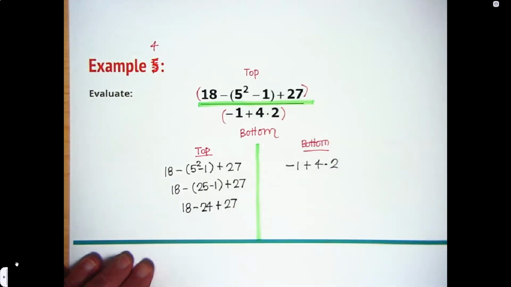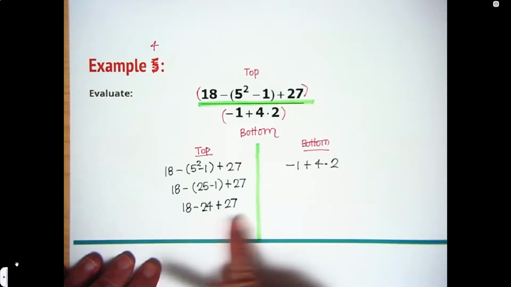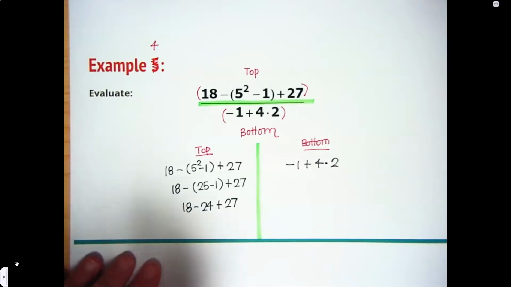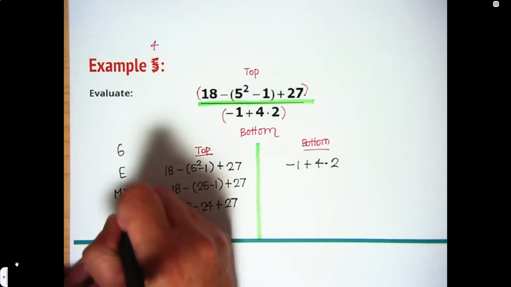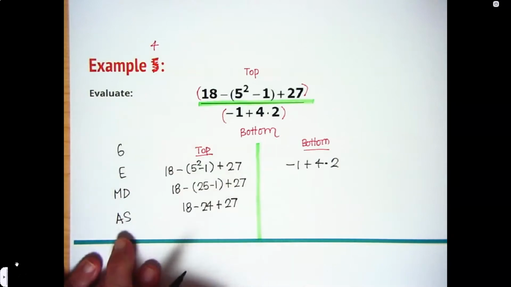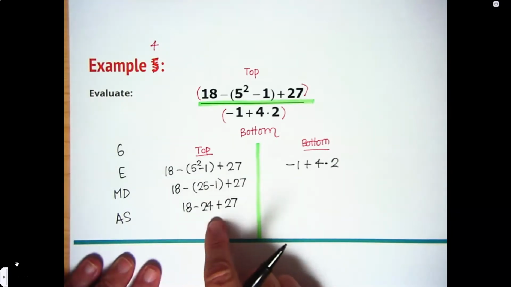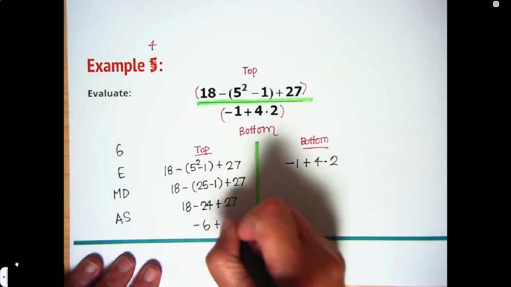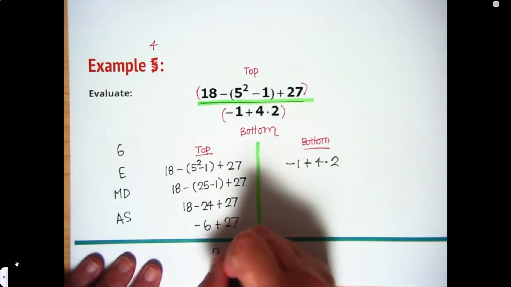So now my grouping symbols are finished. This doesn't have any exponents. It doesn't have any multiplying or dividing. It does have addition and subtraction. And remember, in GEMDAS, adding and subtracting are on the same priority level. So the question is, which one is first in the problem? And it's the subtraction. So we're going to do 18 minus 24, which is a negative 6 plus 27. And then we add negative 6 plus 27 and we get 21.